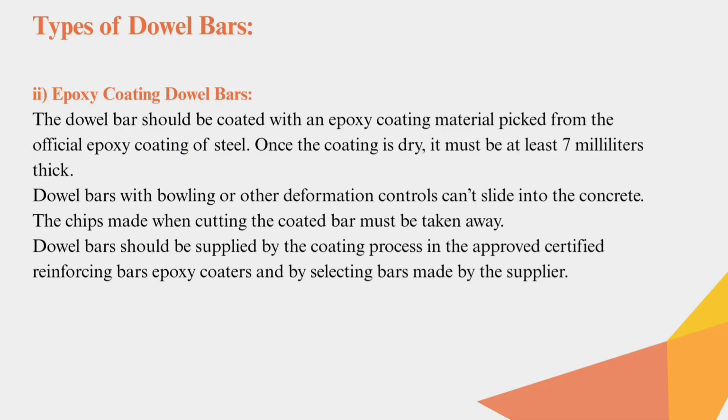Now we'll see in detail what an epoxy coating dowel bar is. The dowel bar should be coated with an epoxy coating material picked from the official epoxy coating of steel. Once the coating is dry, it must be at least 7 mm thick. Dowel bars with balling or other deformation controls can't slide in the concrete, so the chips made when cutting the coated bar must be taken away. And the dowel bar should be supplied by the coating process in the approved certified reinforcing bar epoxy coater, and the selecting bars made by the supplier. This is all about the epoxy coating dowel bar.